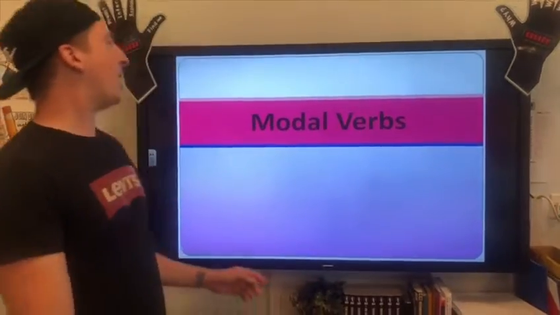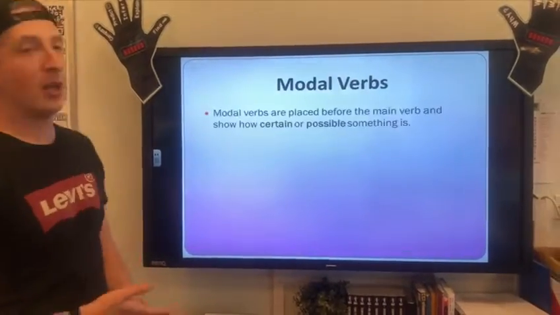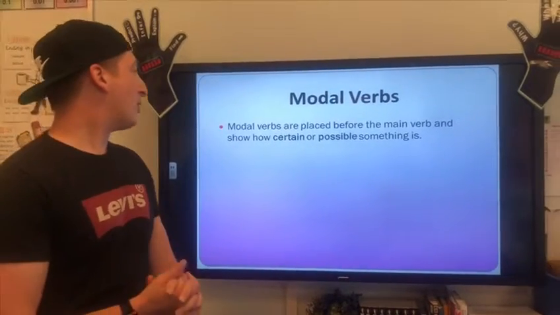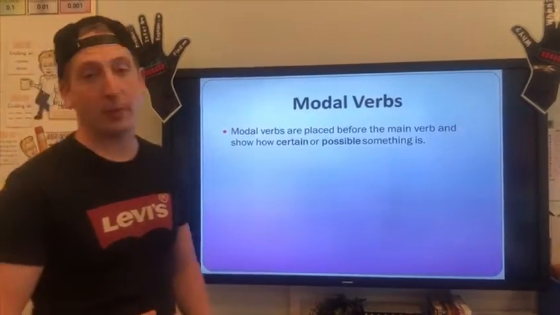Good morning everyone. Today we're going to be learning all about modal verbs. So, what is a modal verb? Modal verbs are placed before the main verb and show how certain or possible something is.